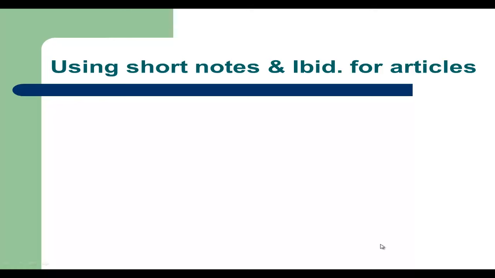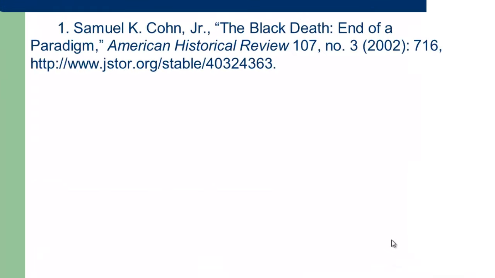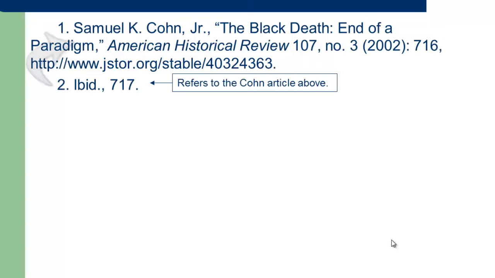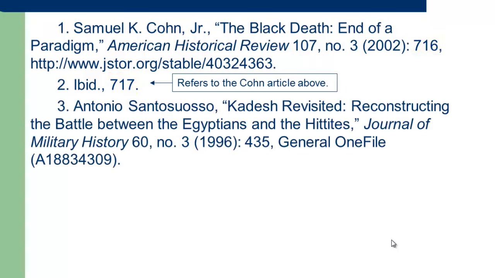Now we're going to take a look at a list full of short notes, full notes, and ibids for some articles. My first article on my list is a full note. It's the first time I've used it, and the first time you use anything, it always has to be a full note. Number 2 refers back to the Cone article, and it's on a different page. I need to include the page number. My first article note comes from 716, my second one from the next page, so I have to include the page number. And now I have a different article.